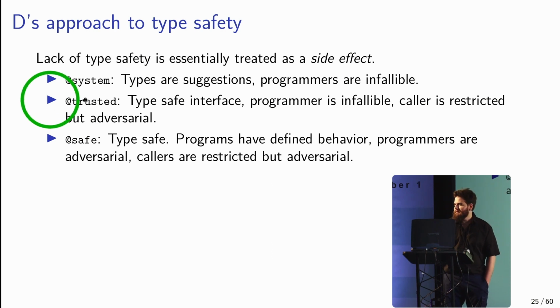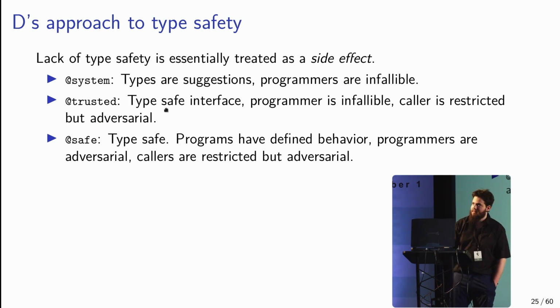Then there is @trusted, and this means the function has a type-safe interface. So it behaves exactly like a function that is @safe, but internally, maybe the compiler doesn't know about this. One interesting thing here is that the programmer of the function is considered infallible by the language, and the caller is a bit restricted, but adversarial. So the caller may not pass unsafe values to your function, which means it's restricted, but the caller is not infallible. They're actually actively trying to break your function.